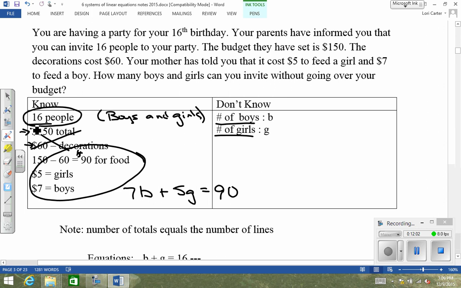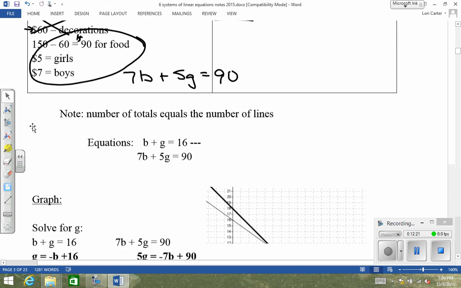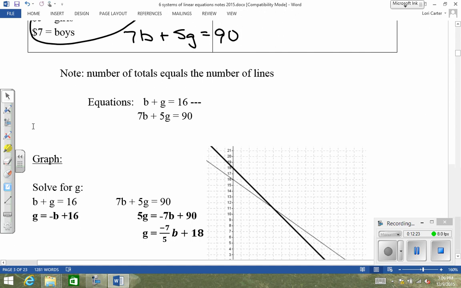Say it again, Leah. Yeah, so what do I have to do with the boys and the girls? B plus G. See, I got to add them, because you take the boys plus the girls, and it tells you how many people are at your party, right? So B plus G is equal to 16. Second equation. Good job. So now you've created the two equations for your lines. And where they cross tells you who you can invite.